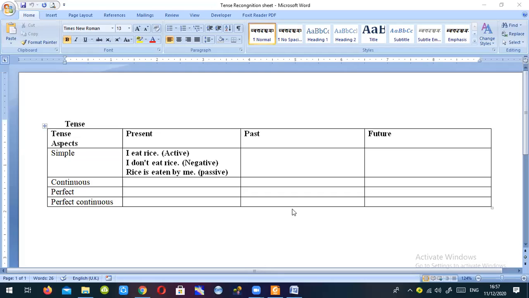I think all of you are with slides also, 2 or 3 slides, maximum 5 slides. You have to teach us uses of tense also.